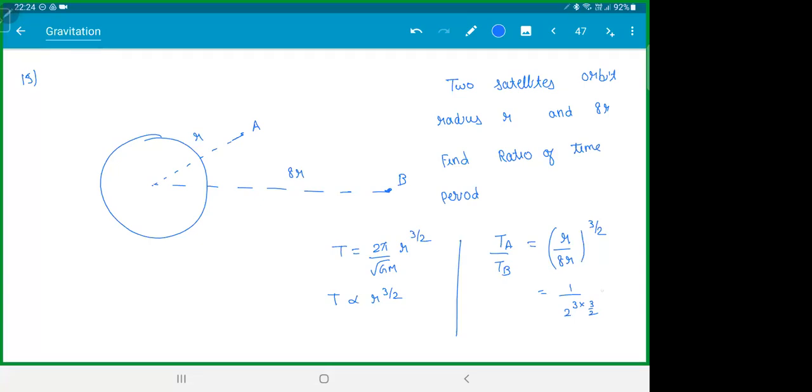That is not a good number, right? I should have given 4r, I guess. Then it would have been 1 by 8. Okay, I'll just leave it like this. 2 to the power of 9 by 2, or you can simply say 2 to the power 4 times root 2, so 1 by 16 root 2. Easy? Check.